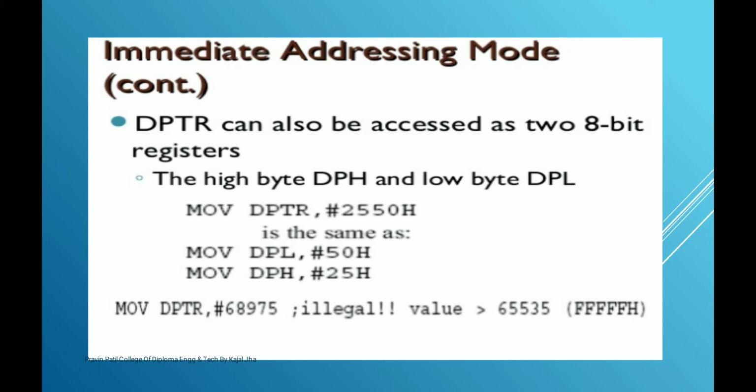So MOV DPTR, #68975, this is an illegal value. Okay, because the value must be within 65535, that is 4 times FH. If the DPTR is moved a value greater than 65535, then it is an illegal value, because memory can access a 16-bit operand and this is greater than 16-bit. So this is an illegal operation or illegal value.